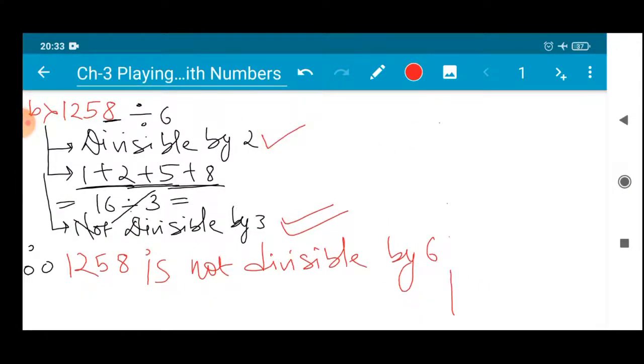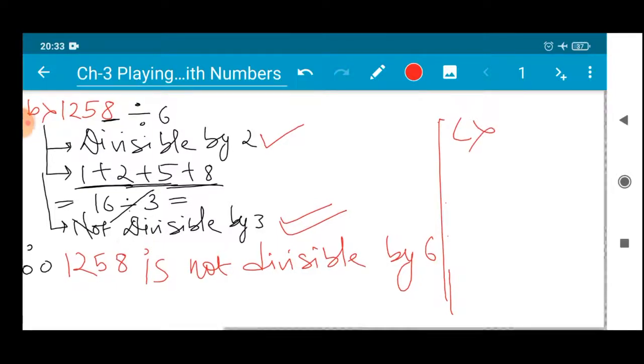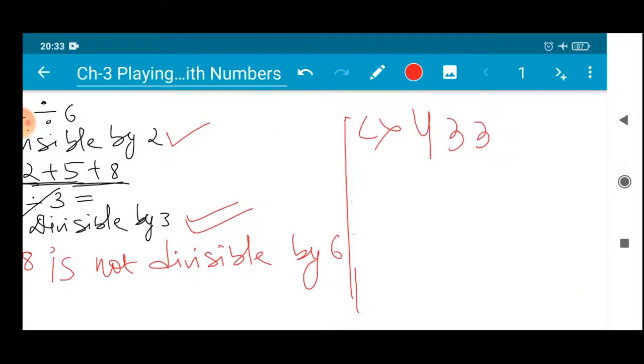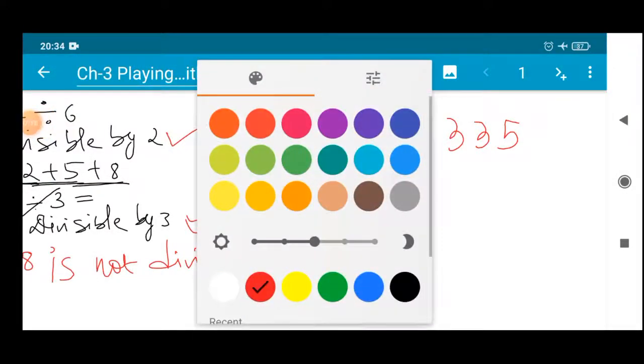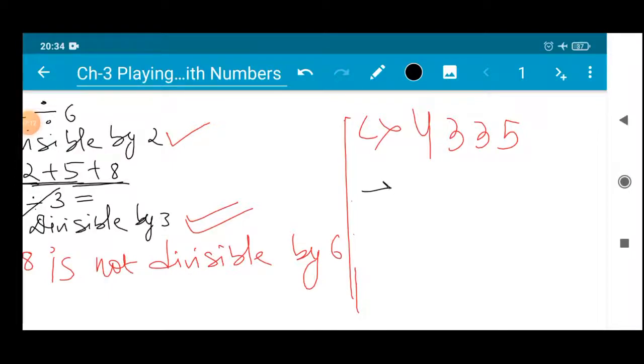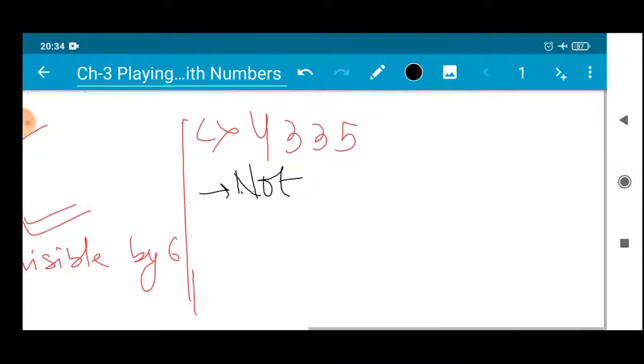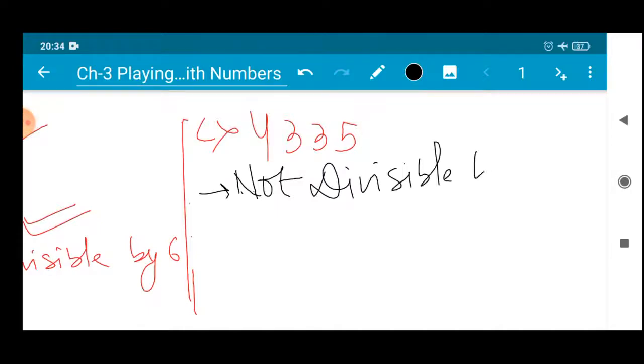4335. Number C, 4335. So here also we are going to perform the same thing, that is here we will write that it is not divisible by 2. Why is it not divisible by 2? You know that in the unit position there is no even number. Here we have an odd number, that's why we will not consider it divisible by 2.